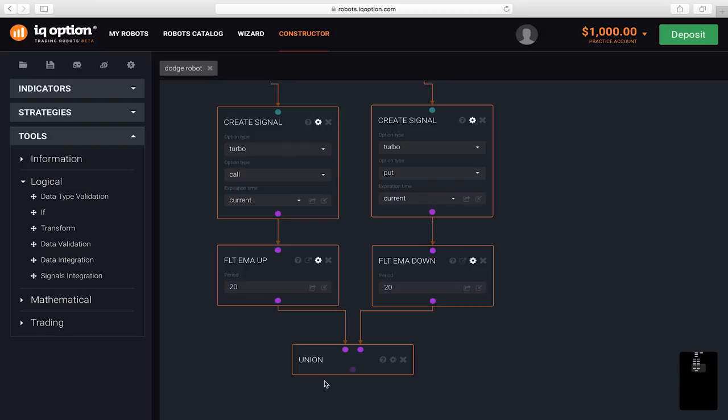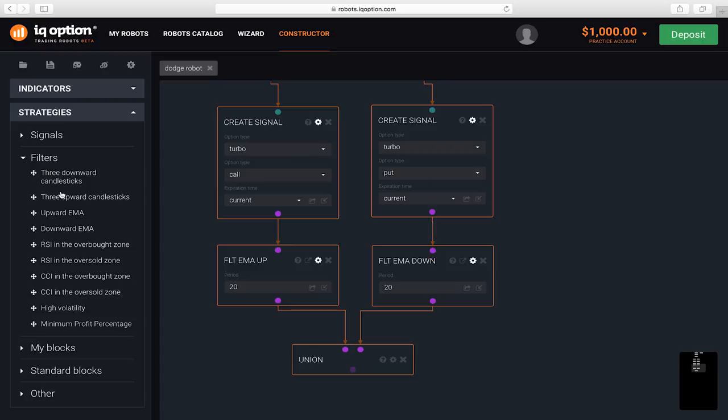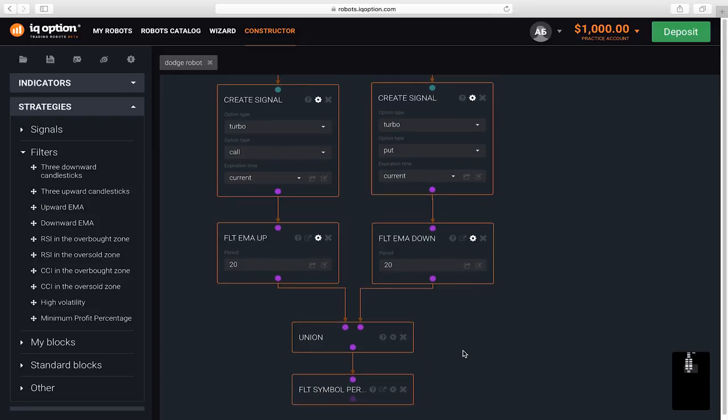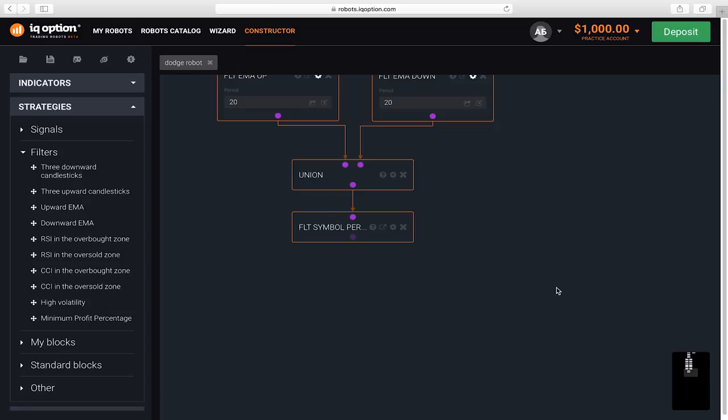Next, you need a block that checks the profit percentage for the asset and only allows data to pass further if this percentage is higher than the value specified in the block. This block is located under Strategies, Filters, and it's called Minimum Profit Percentage. In our case, the profit percentage for the asset that the robot is trading must be higher than 80%.